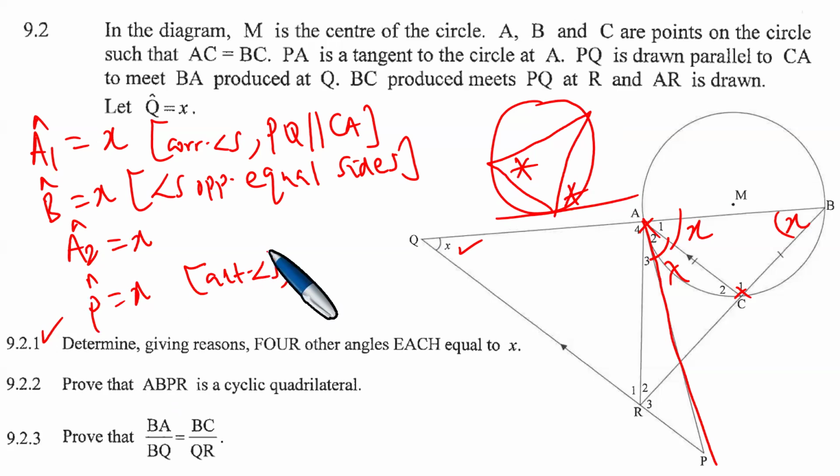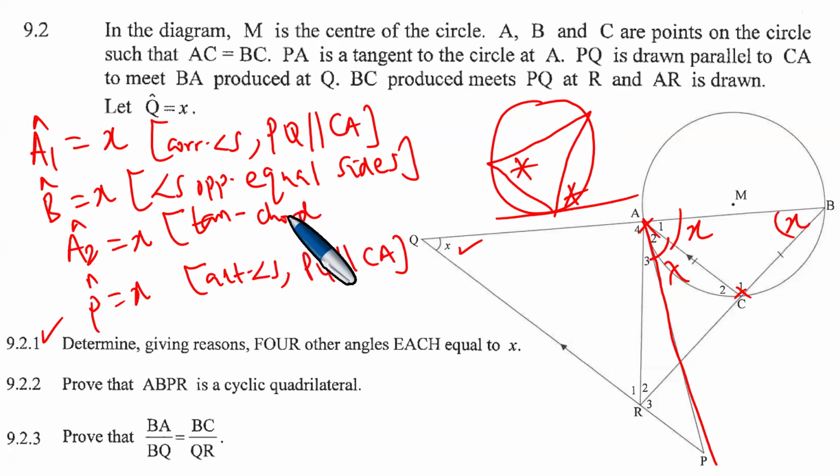P is also equal to X because these are alternate angles. Why are they alternate angles? Because PQ is parallel to CA. But also A2 is X by the Tan-Chord Theorem, therefore angle P is X because these are angles in Z, because of the Tan-Chord Theorem.